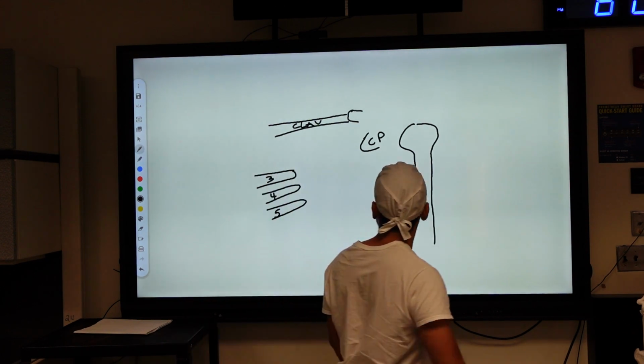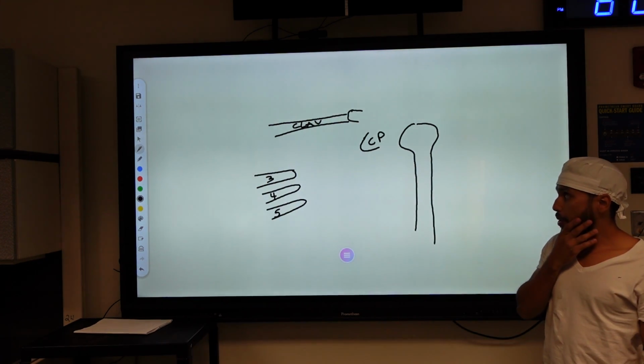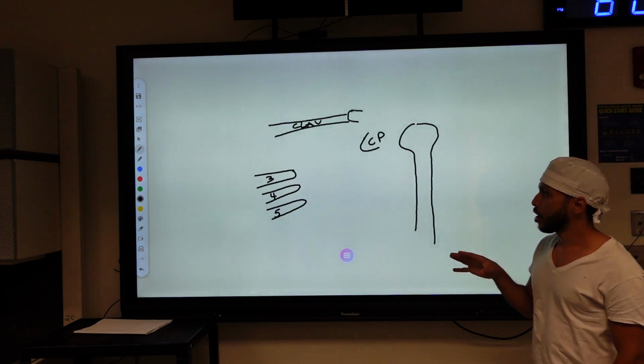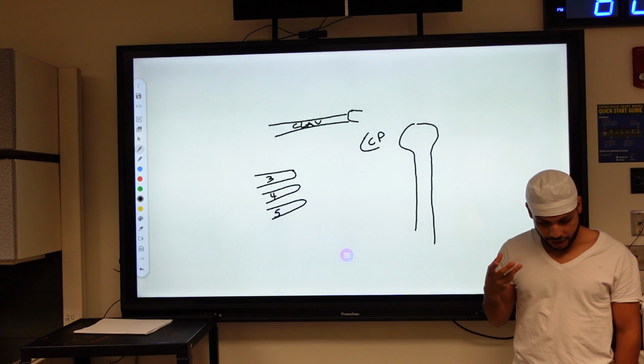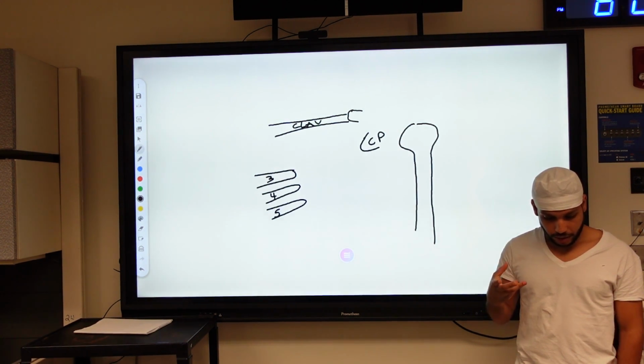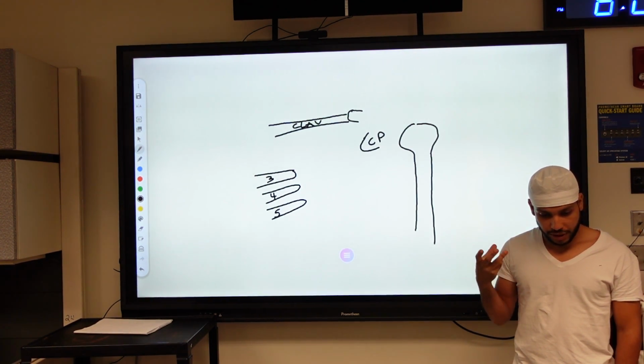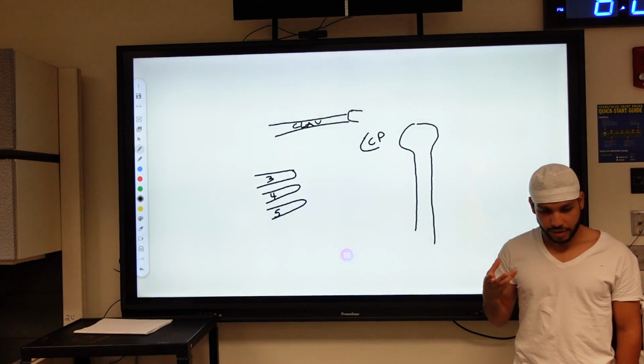Talk about what I'm doing here. Okay, so if I'm going to talk about the axillary artery, a good way to commit these branches to memory is to realize that you can divide the axillary artery into segments.